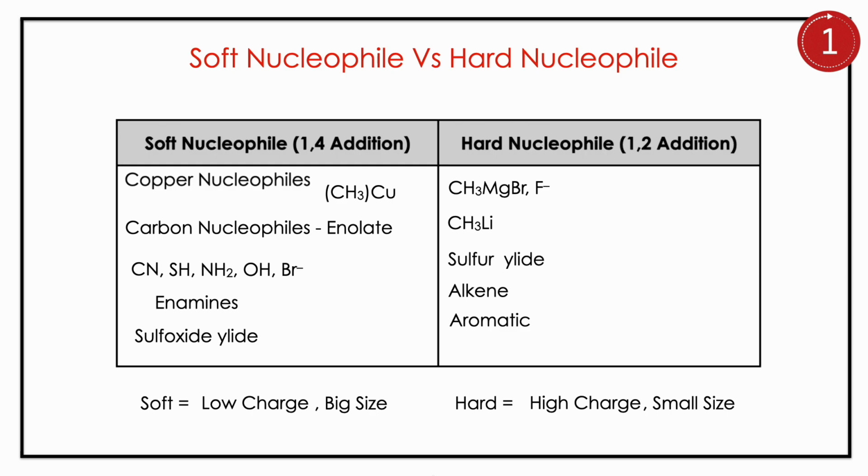Then the hard nucleophile, opposite to soft nucleophile, high in charge, small in size, which is methyl magnesium bromide, basically Grignard reagents, fluorine and butyl lithium, methyl lithium, all alkyl lithiums, and sulfur halide. Sulfoxy halide is soft, sulfur halide is hard, and alkene and aromatic system. So basically you should know what is hard nucleophile, what is soft nucleophile.